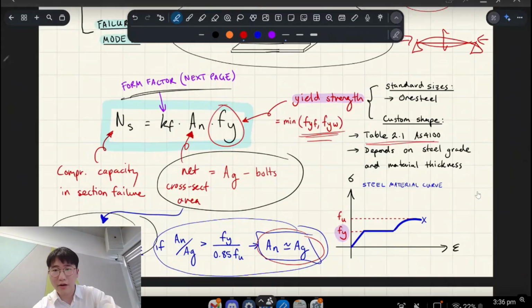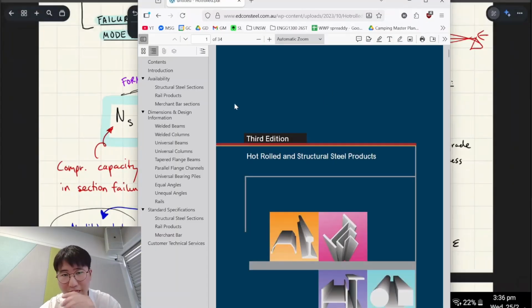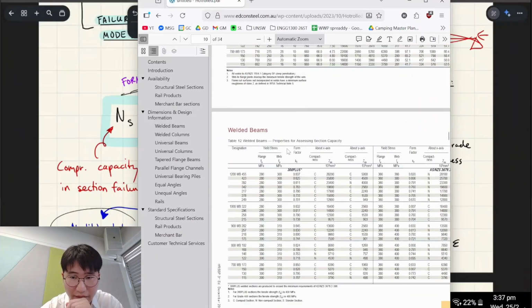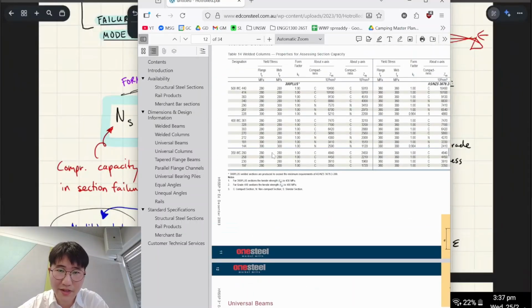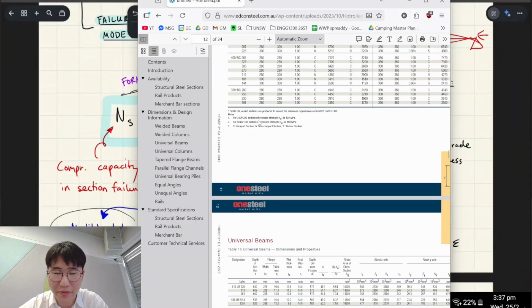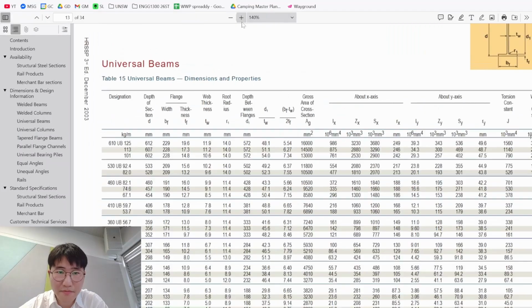All right, so real quick, I want to show you OneSteel because I haven't pulled this up yet. You can find OneSteel online just by searching OneSteel catalog, and it's a book, and it has all your standard shapes and sizes for different products, right? Right at the top here, you'll find universal beams. Sorry, there's welded beams and welded columns, and then you have universal beams, okay? So here we'll have something like 610 UB 125.